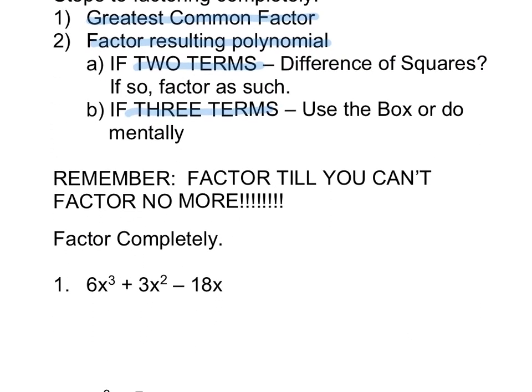So remember, factor till you can't factor no more. Okay, this is called factoring completely. So you want to make sure there's nothing else that you can do in your final answer.